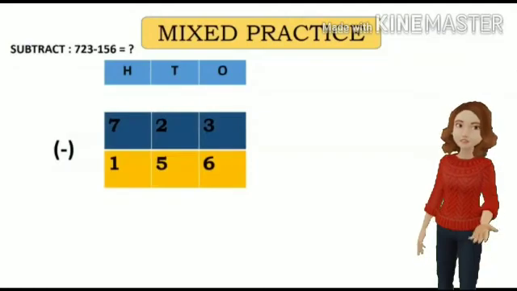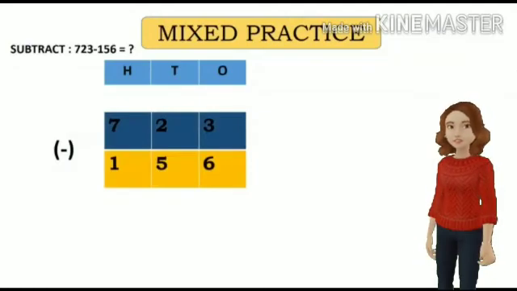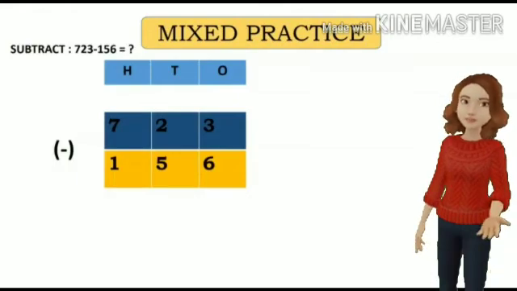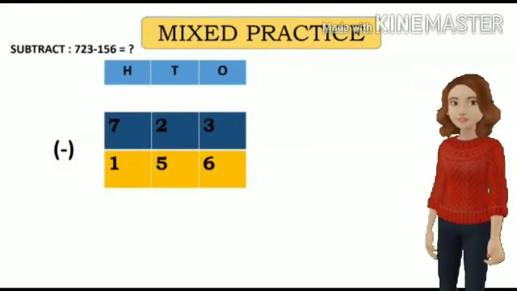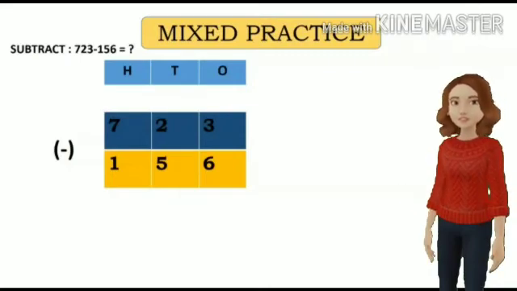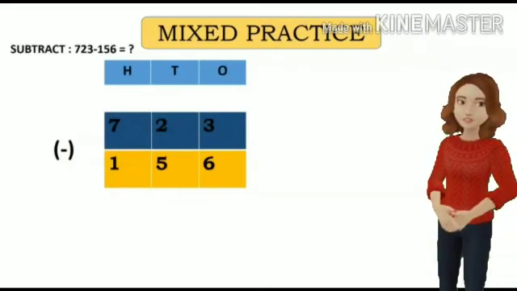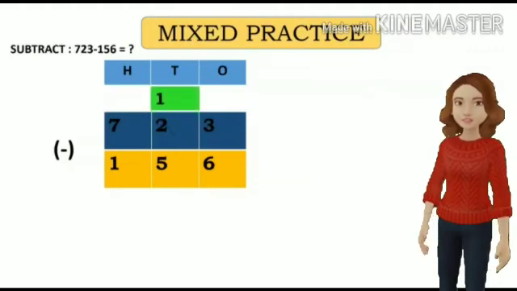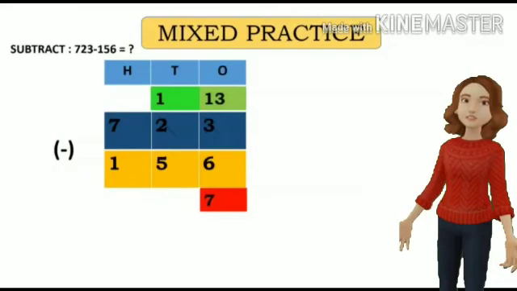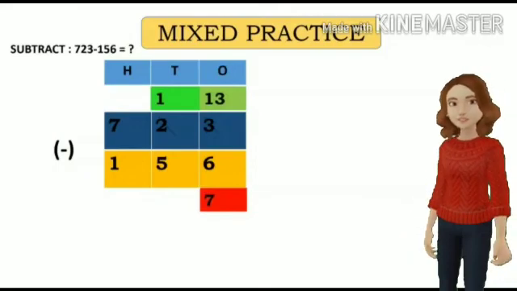First, we need to arrange the numbers in the place value chart. To begin with, we are going to subtract the digits in the ones place. We have 3 and 6. As 3 is lesser than 6, we are going to regroup from the tens place. So 2 tens become 1 ten and 3 ones becomes 13 ones. So 13 minus 6 is equal to 7.